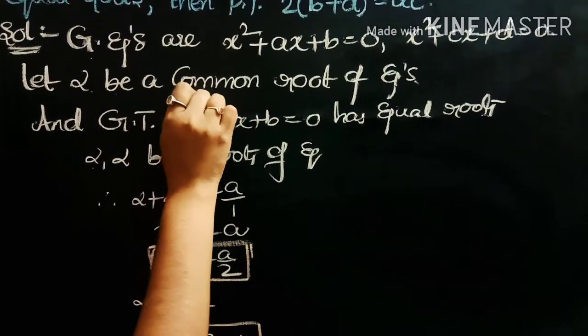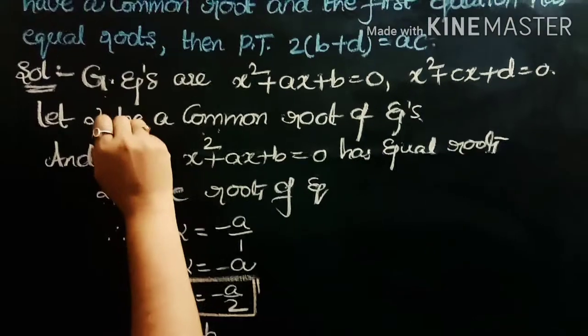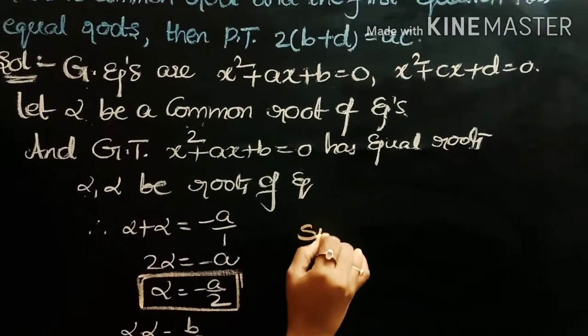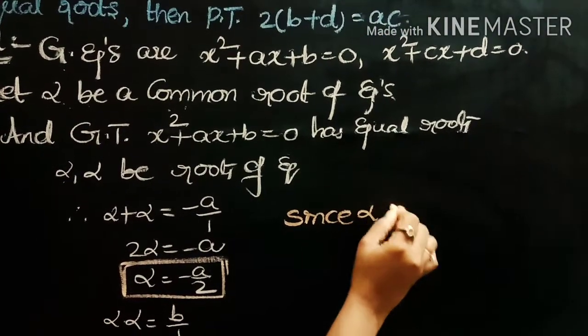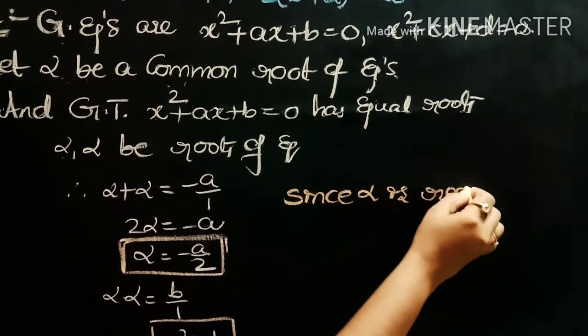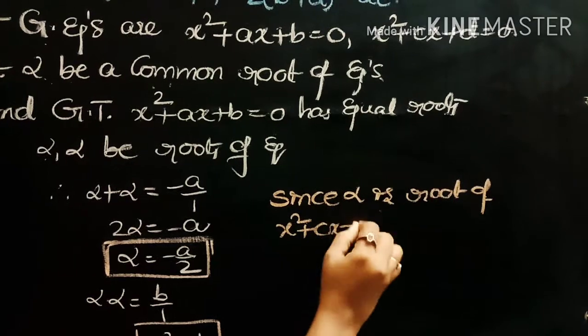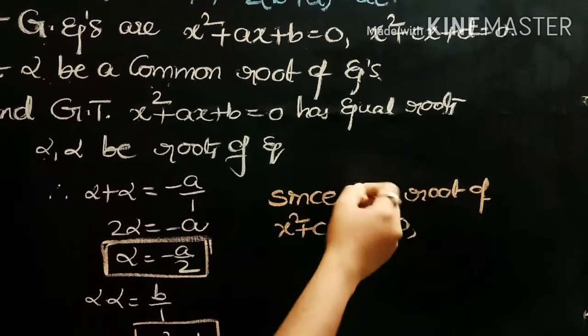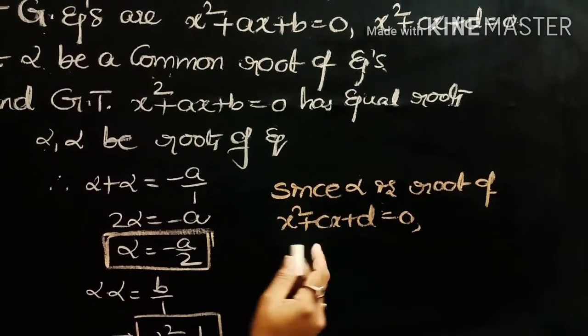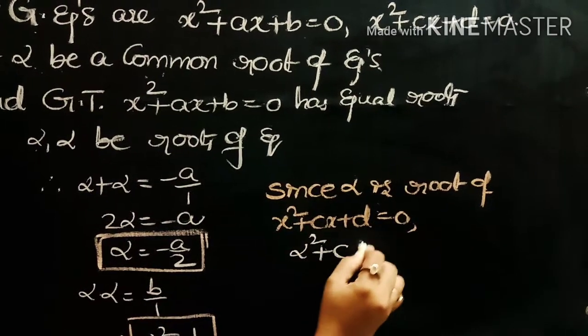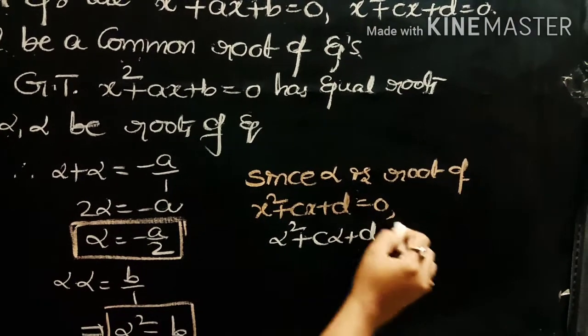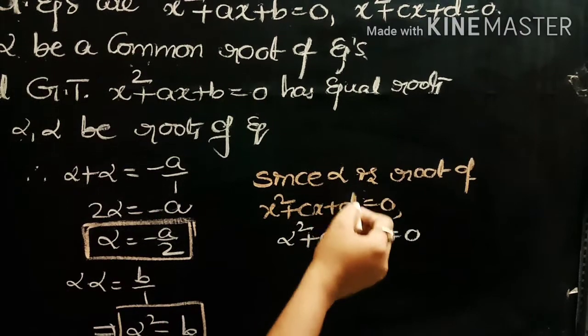Since alpha is the common root of the given equations, it means alpha is the root of the second equation. Since alpha is a root of x square plus cx plus d is equal to 0, alpha satisfies this equation. That is, alpha square plus c alpha plus d is equal to 0. Since alpha is the root of this equation, alpha satisfies this equation.